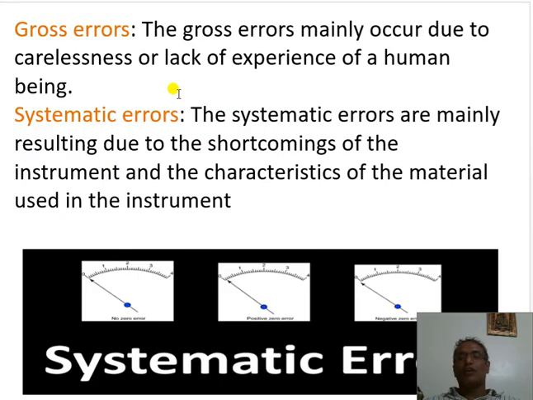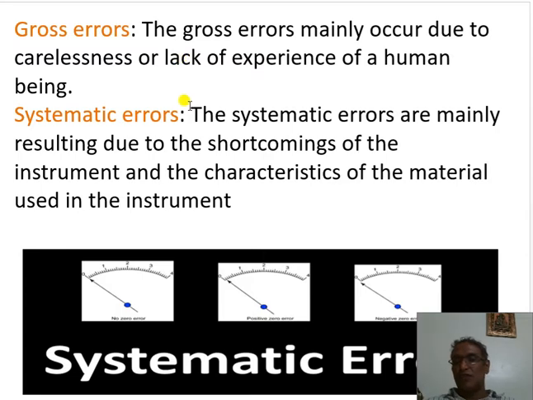Next, we are going to study the gross errors. The gross error mainly occurs due to carelessness or lack of experience of the human being. If the person using the device doesn't know how to use it to measure the value, and how to read the value, that is what we call gross errors.